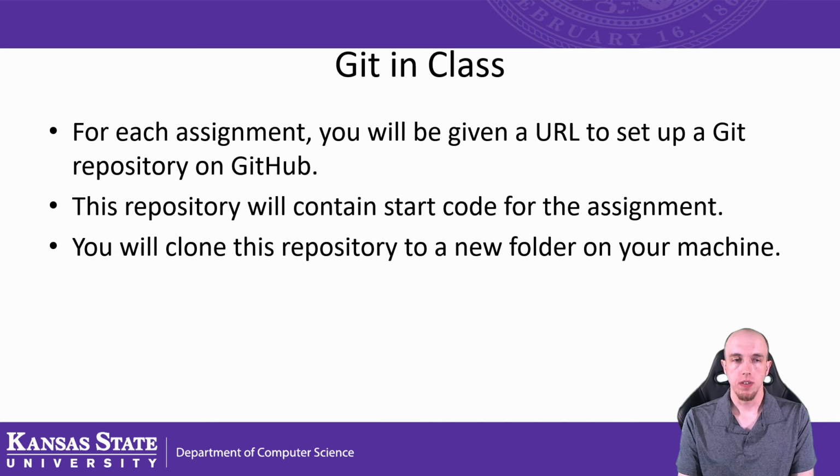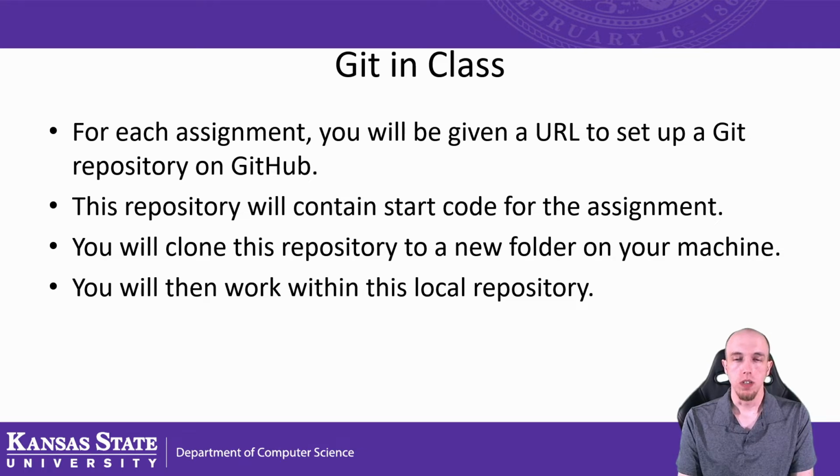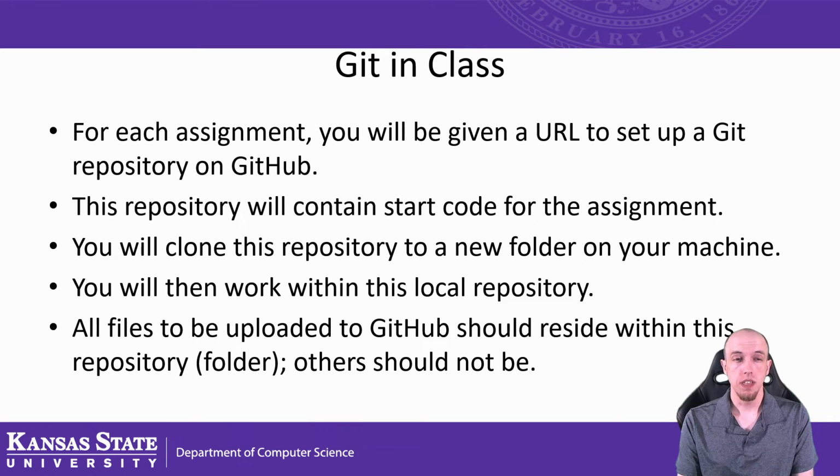After the starter repository has been cloned in GitHub, you will then clone this repository onto your local machine. Usually we'll do this within Visual Studio, but you can also do this through the command line. Once you have cloned this repository, you will work within that local repository and commit anything that you need to. All of these files will then be uploaded to GitHub. Folders, files, and other things that are not associated with your lab or programming assignment should not reside in this local repository folder, because these would be unnecessary additions to your homework submission.